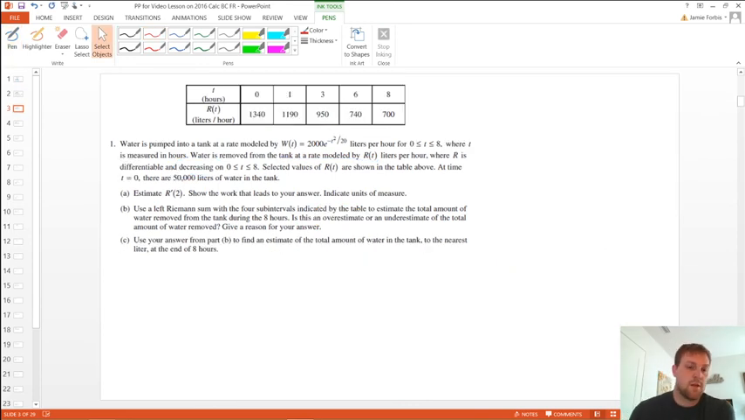All right, part C. Part C says use your answer from part B, which we got 8,050, to find an estimate of the total amount of water in the tank to the nearest liter at the end of the 8 hours. So remember, we have a rate in, rate out problem with an initial amount of liters. So if I want to know the total amount, we're going to set it up exactly like we always do.